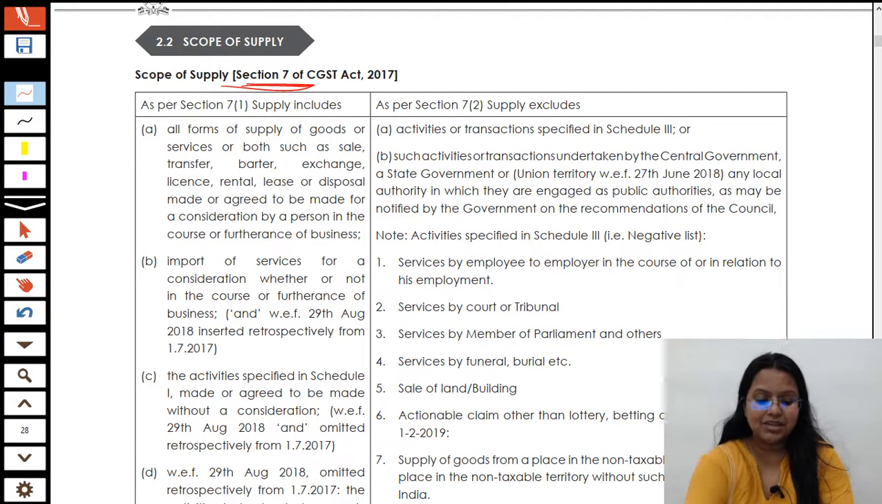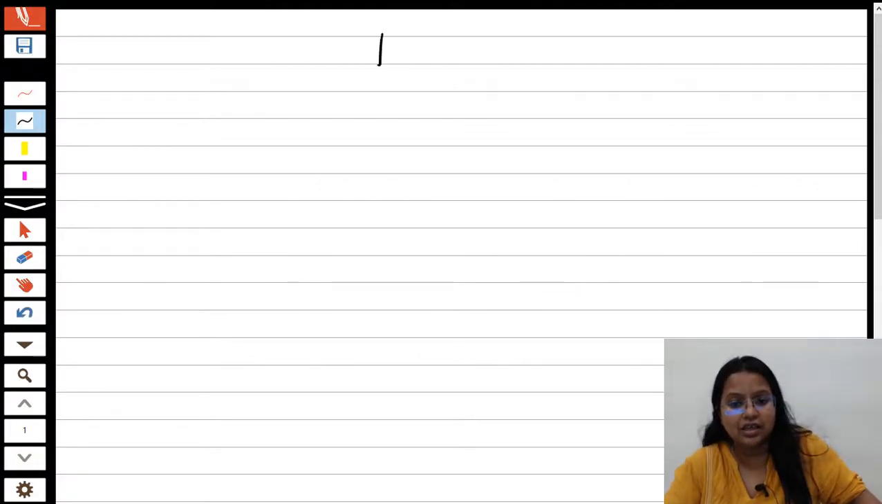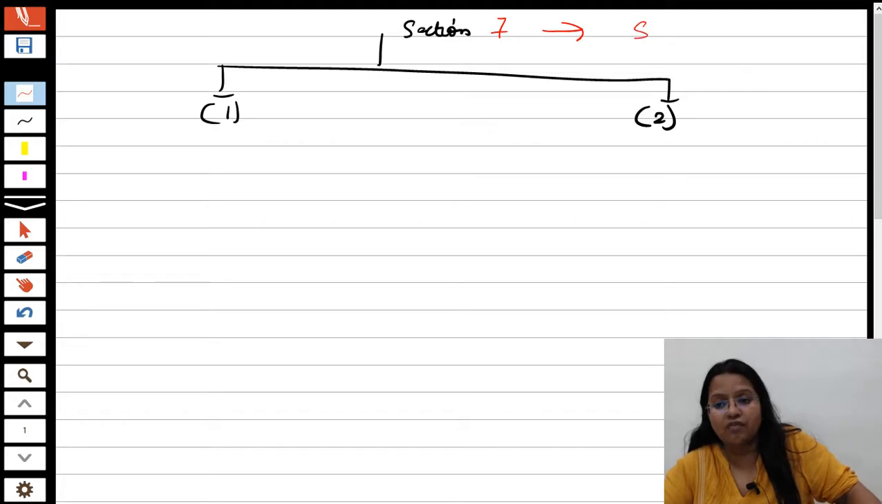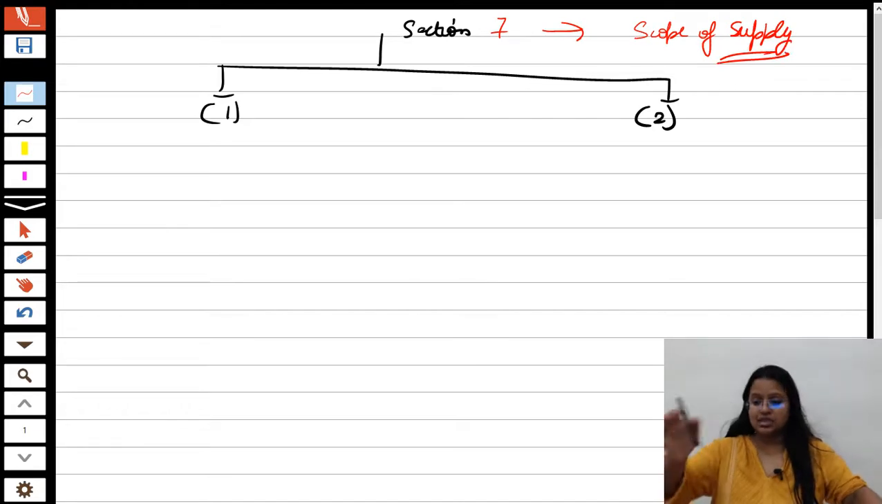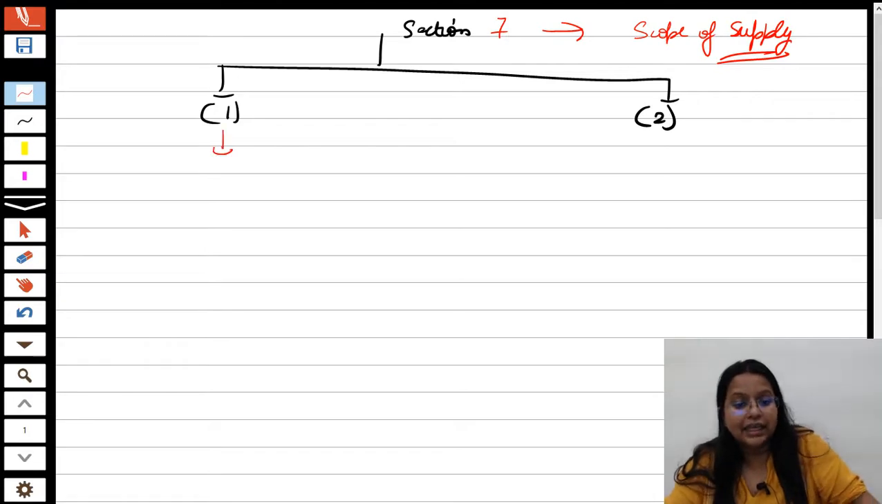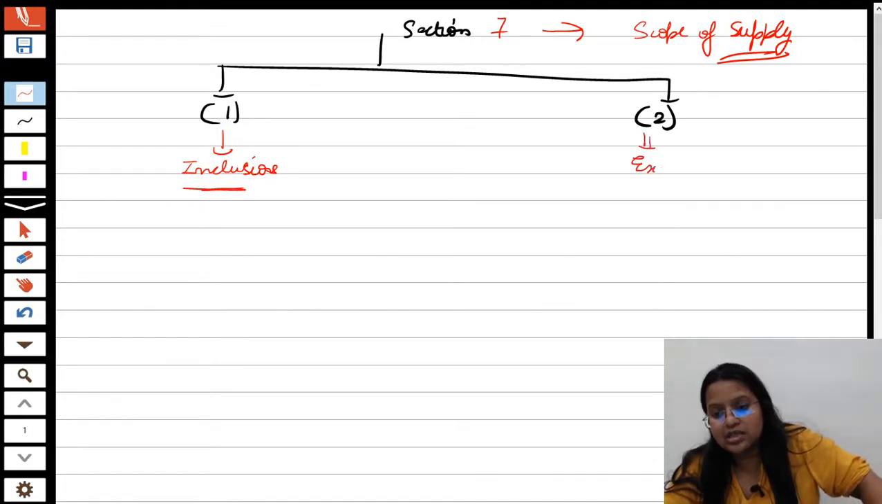Now students, section 7 is categorized into two parts. The very first is section 7 subsection number 1, and the second is section 7 subsection number 2. This section 7 covers the scope of supply. It means when we say that this is a supply under GST, or this is not a supply under GST. In section 7 subsection 1, the inclusions are mentioned. It means these points will be included in the supply, and in subsection 2, exclusions are mentioned.